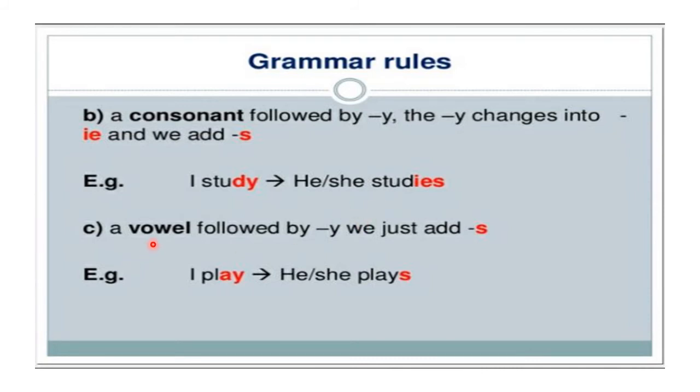When we have a vowel followed by y, we just add s. Here we have the verb play. We have y at the end, and before the y we have a vowel, which is a. So I just add s. So he plays, she plays, or it plays. I just add s. No change.